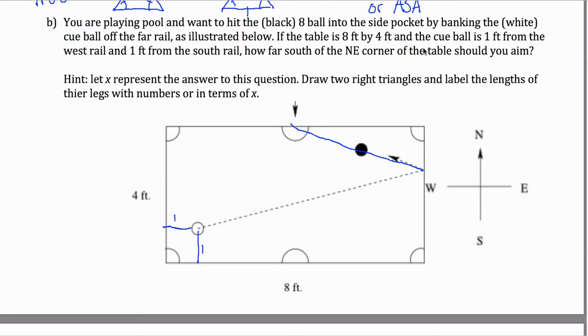The table's 8 by 4. Cue ball is 1 and 1. How far south of the northeast corner, in other words, what's this length right here? How far south of this corner should I aim? So that's what I want to figure out right here. I want to aim at this point, and the question is, what should this be? So maybe this is x right here.